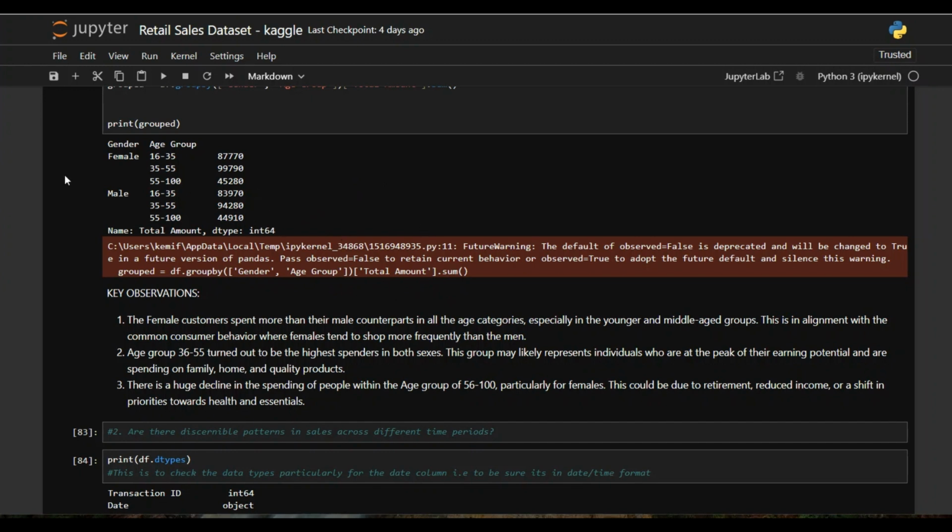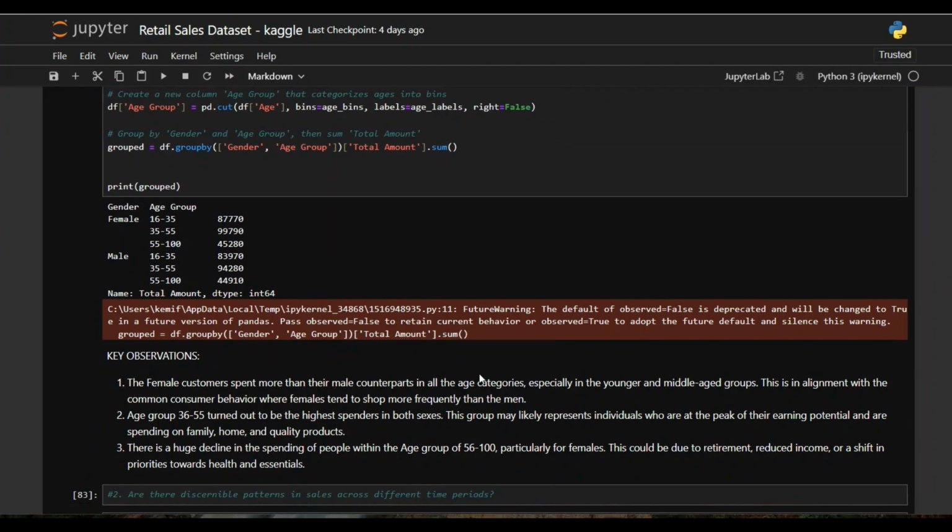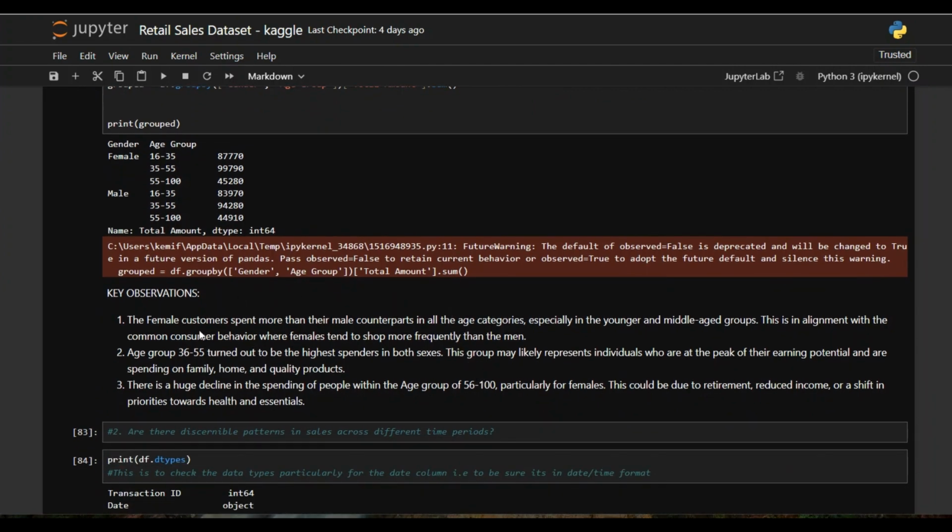We also see that all the age groups in the female gender made more purchases than their counterparts in the male gender, just like we already know that the females spent more in the company than the males. So these are the key observations that I made.